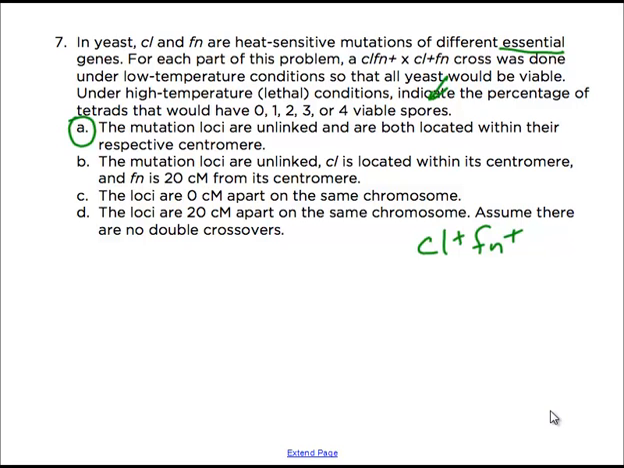Okay, so if the mutation loci are unlinked and they're both located within their respective centromere, this means, if they're unlinked, right, it means that PD equals NPD. And the fact whether it's true, really reasonable or not, that they're in their respective centromere, what that's telling us is that no crossovers are occurring and that no tetratypes are going to be around. So we're going to have half PDs and half NPDs. Given the cross, PDs are going to be like this, right?